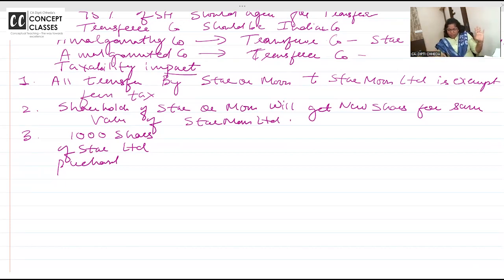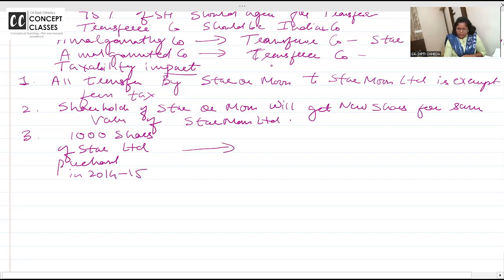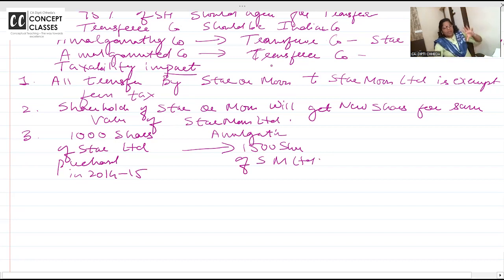For Star, the transferor company, there is no tax. Now how will tax apply for the shareholder? Let us see. Shareholders of Star and Moon will get new shares for the same value. So I have 1000 shares of Star Limited purchased in 2014 and 15. Now in this amalgamation, I got 1500 shares of Star Moon Limited. In the exam they give the ratios, like 2 shares for 3 shares. So for 1000 shares, we got 1500 shares of the same value of the new Star Moon Limited. Is it taxable? No, this is exempt. Are you all with me?